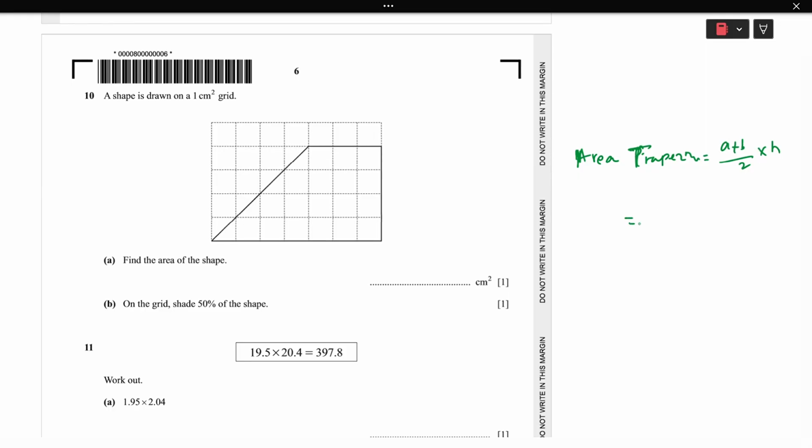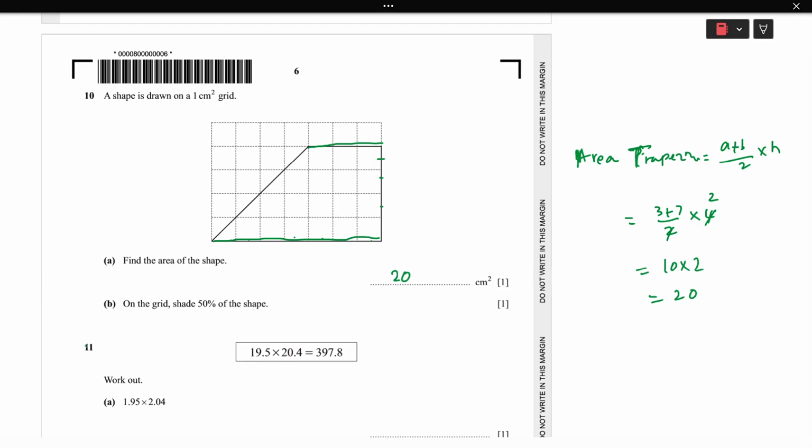So first parallel side is going to be here, the length is 3, and the second parallel side is going to be 1, 2, 3, 4, 5, 6, 7. So plus 7 by 2 times the height. The height is going to be here 1, 2, 3, 4. So I'll reduce it. This is 2, then 7 plus 3, 10 times 2, which is equal to 20. The answer is 20 centimeters square.